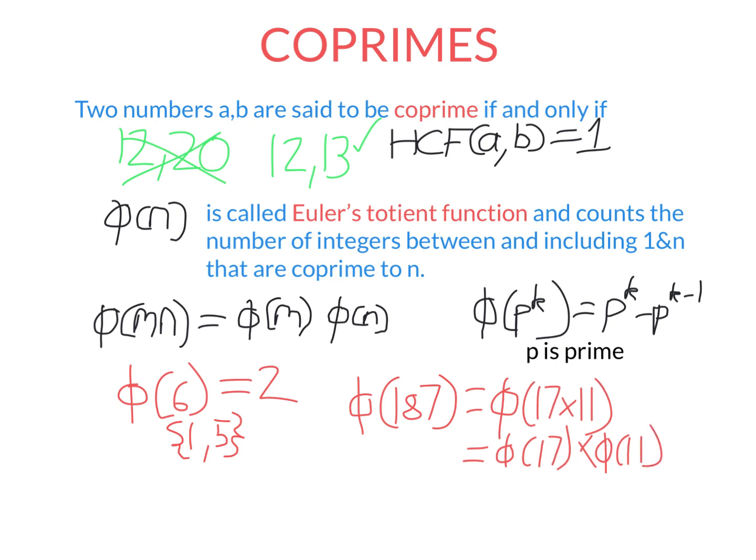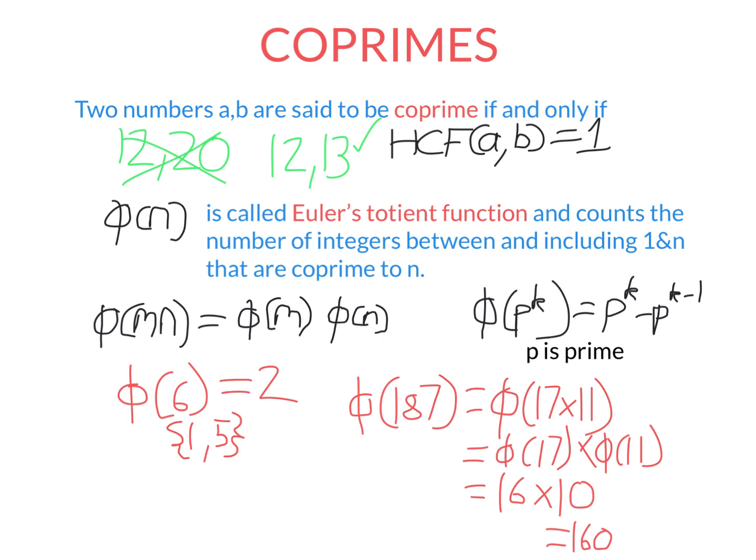So phi of 17 is going to be 16 because 17 is prime, so all numbers less than 17 must be coprime. Otherwise, 17 wouldn't be prime. Similarly, phi of 11 is 10 because all the integers 1 to 10 inclusive are coprime to 11. So we can quickly figure out phi of 187 is 160. There are 160 numbers less than this that are coprime to 187. It turns out the only numbers less than this that are not coprime to 187 are precisely the multiples of 17 and the multiples of 11.